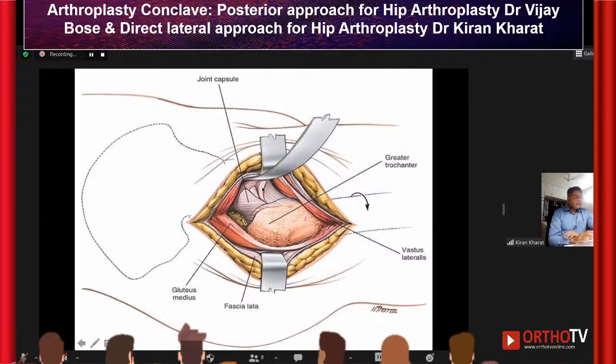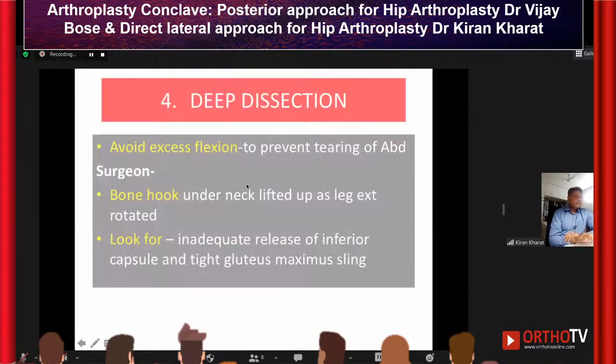And by doing this, you can really elevate two good flaps of capsule. And these have to be excised in a total hip replacement. But if I'm doing it for a hemiarthroplasty, I try to save it till the end. And when I do the final reduction, I usually use a stay stitch to repair the capsular leaves. And then I proceed with my abductor repair.